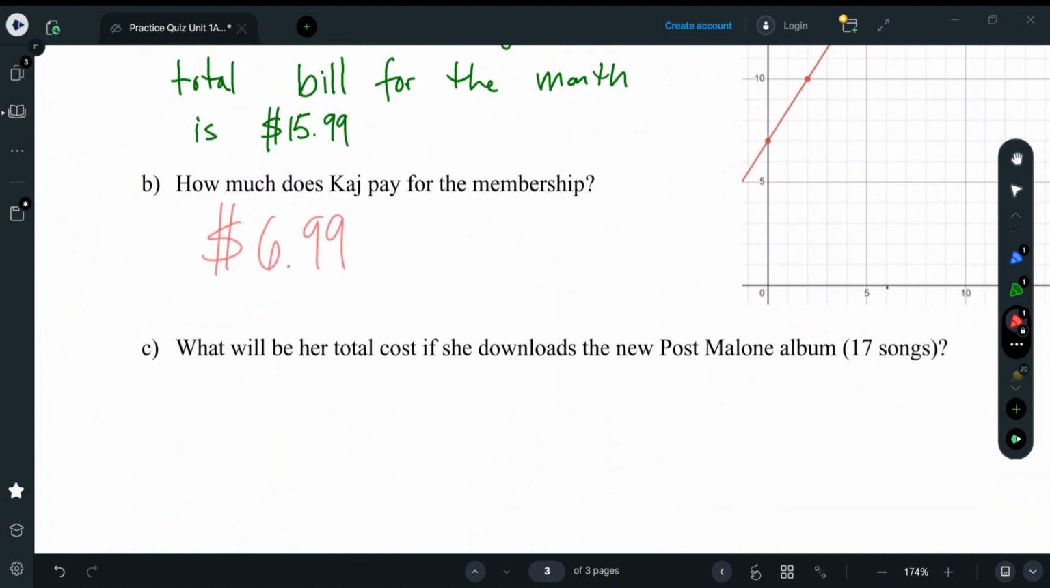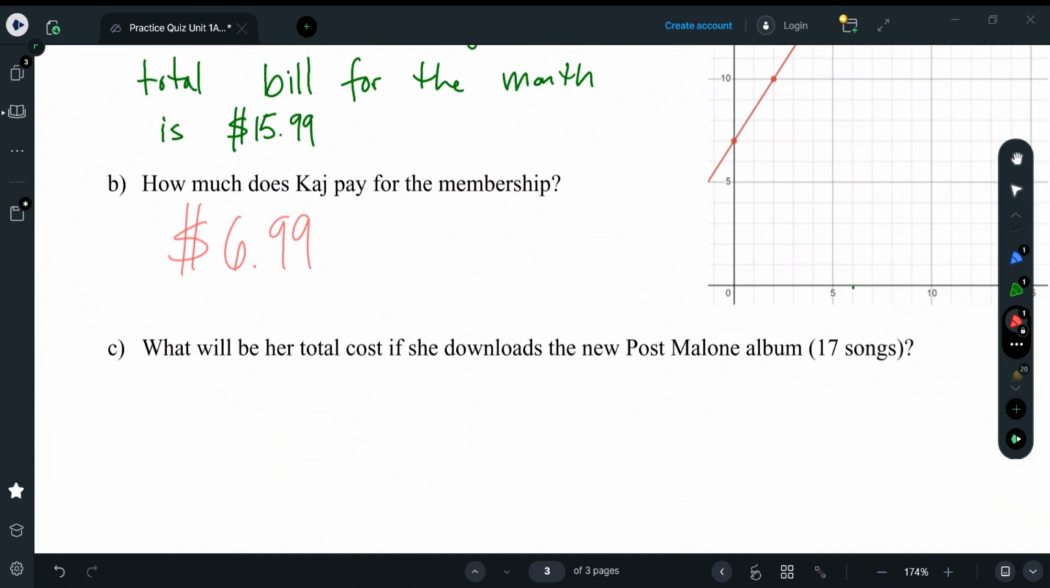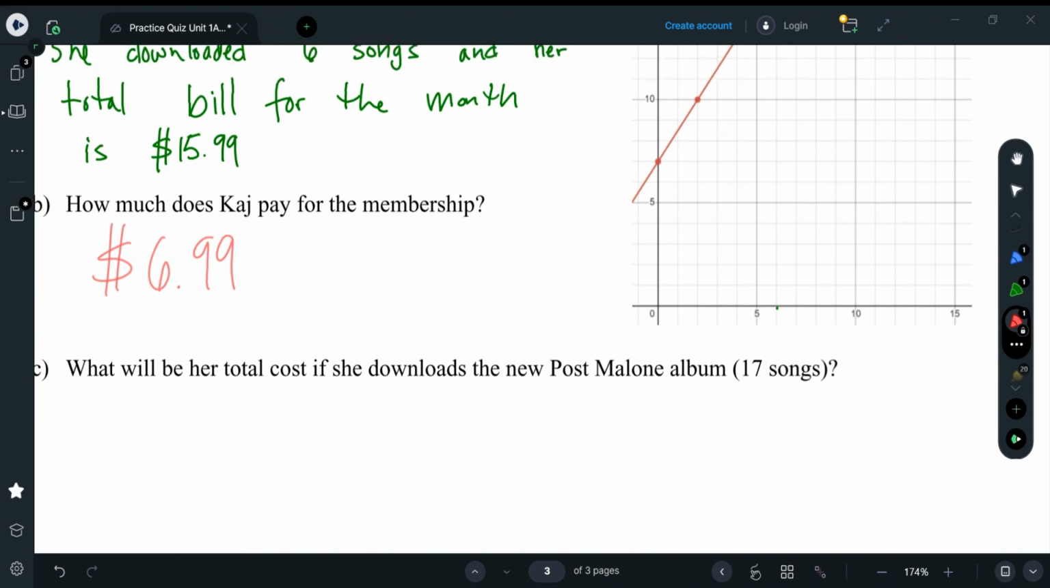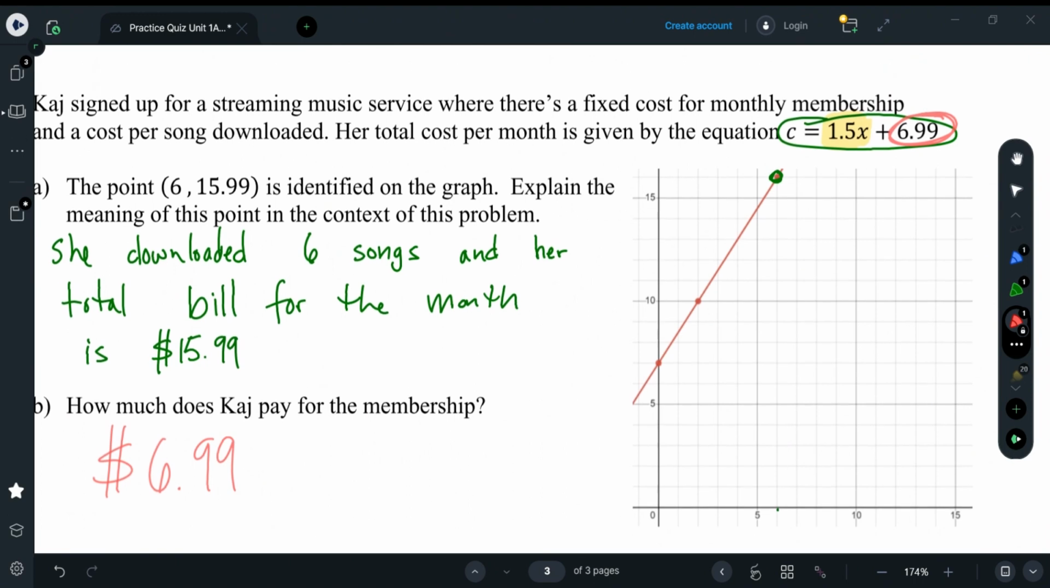Okay, and then part C. What will her total cost be if she downloads the new Post Malone album? Okay, she's a Post Malone fan. And I guess there's 17 songs on the new Post Malone album. She doesn't want to just stream them. She wants to download the MP3s and save them to her hard drive maybe. All right, well, you know what? We can use the equation.